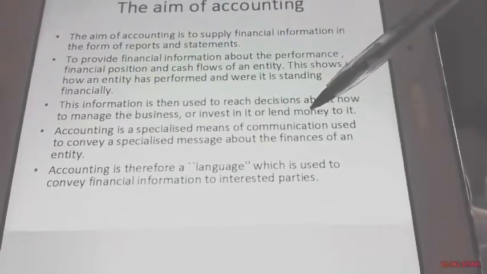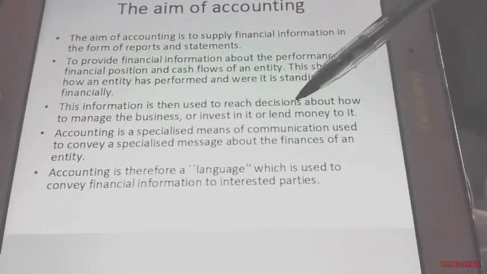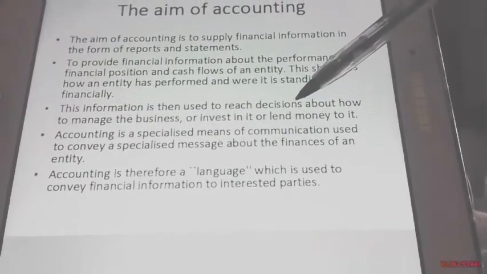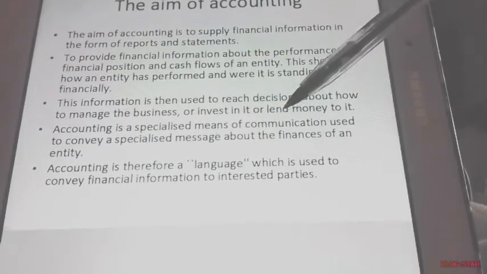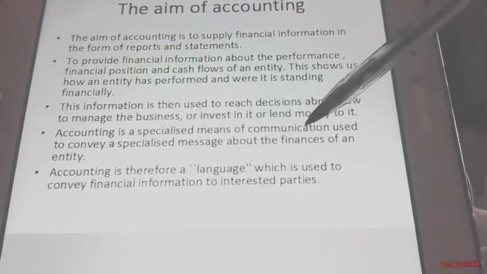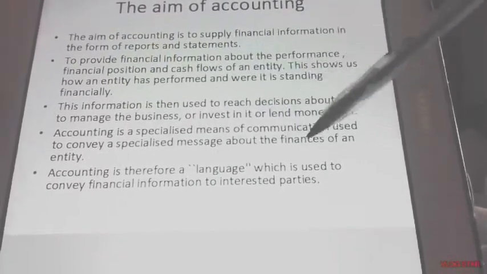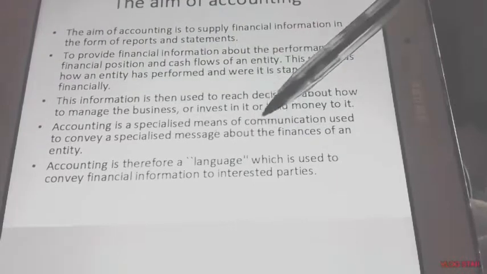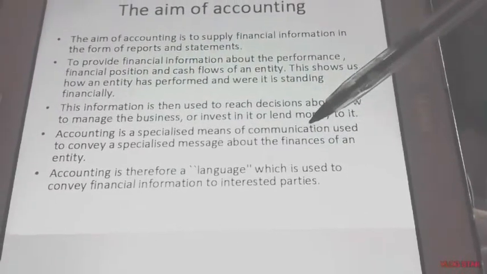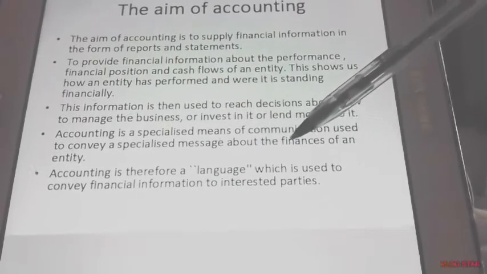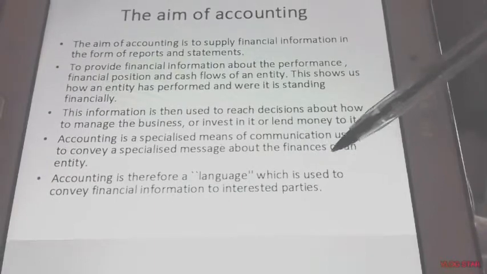So accounting is a specialized means of communication used to convey a special message about the finance of an entity. So this is just a kind of communication used to provide a specialized message about the finance of an entity. And therefore, here they say accounting is a language which is used to convey financial information to interested users. So this is a language we use as accountants to convey or to provide financial information to interested users.